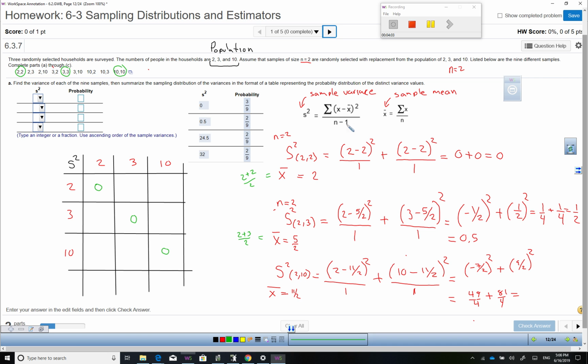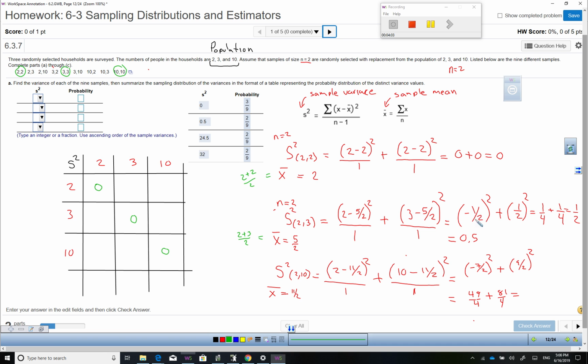Again, n minus 1. N is 2, 2 minus 1 is 1. And the next term is 3 minus the mean, 3 minus 5 over 2, to the second power over 1. Well, we do the operation 2 minus 5 over 2.